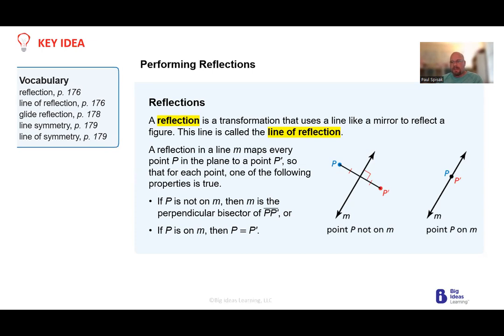It'll always be a perpendicular distance, just like we said, the shortest distance from a point to a line is a perpendicular distance. We're using that perpendicular distance here to reflect across that line. It'll go the exact same distance that it is from the line of reflection to the other side of the line of reflection. Now, if you have a point on the line of reflection, it does not move. It's going to stay exactly where it's at.